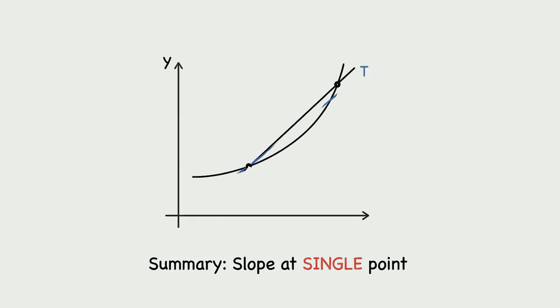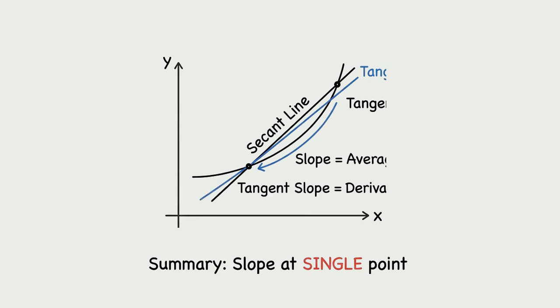Now let's look at this on a graph. Imagine a curve. Pick 2 points on it. Draw a straight line between them. That's called a secant line. Its slope is the average rate of change between those 2 points. Now move the second point closer to the first. The secant line starts to rotate and settle into a new position. When the 2 points merge, the secant becomes a tangent line. That tangent line just touches the curve at 1 point. Its slope is the derivative. So the derivative is the slope of the tangent line to the curve at a single point.